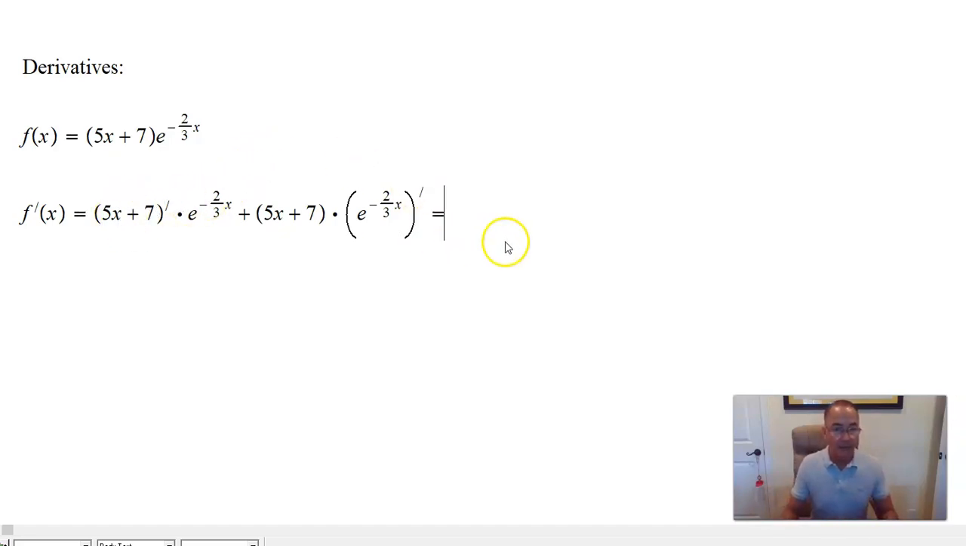Derivative of 5x plus 7, that is simply 5. So we have 5 times e to the minus 2/3 x. And then we have this factor plus 5x plus 7 times the derivative of this. Okay, so we know the formula for the derivative of e to the u. We just keep the function, and then we take the derivative of what's in the exponent. Okay, so the derivative of minus 2/3 x is simply minus 2/3. Okay, so that's great. That is the first derivative.